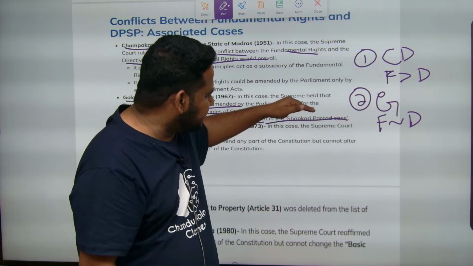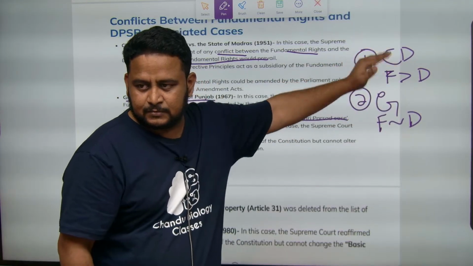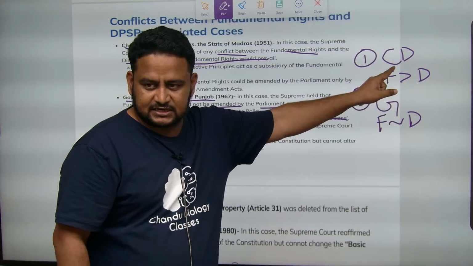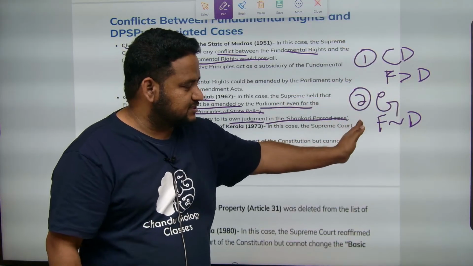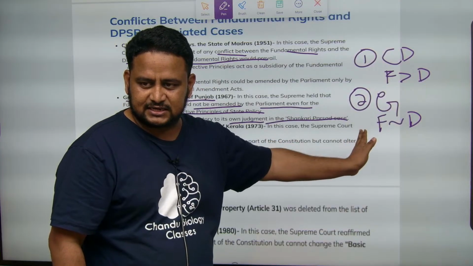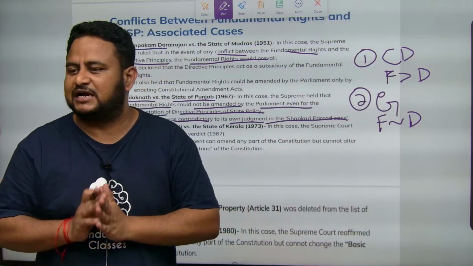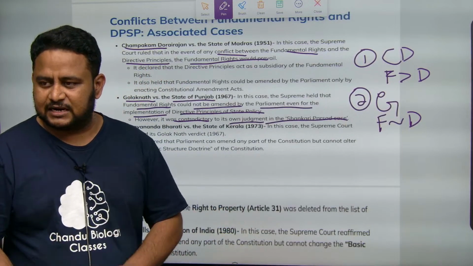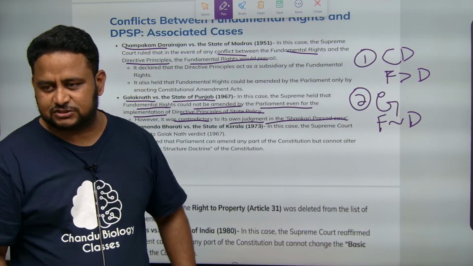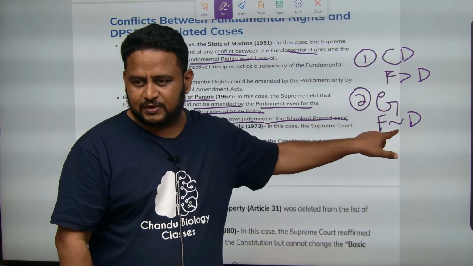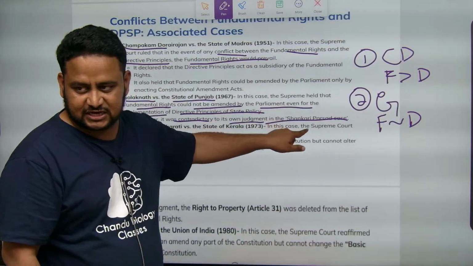But here it is against the earlier judgment. In Champakam Dorairajan, what did it say? Fundamental rights are greater than DPSP. In the Golaknath case, what did it say? Fundamental rights are almost equal to DPSP. It did not say it in the same words; I am telling you for your simple understanding. Fundamental rights cannot be amended to implement DPSPs is what the Golaknath case said. You have to go through each of these statements and understand.